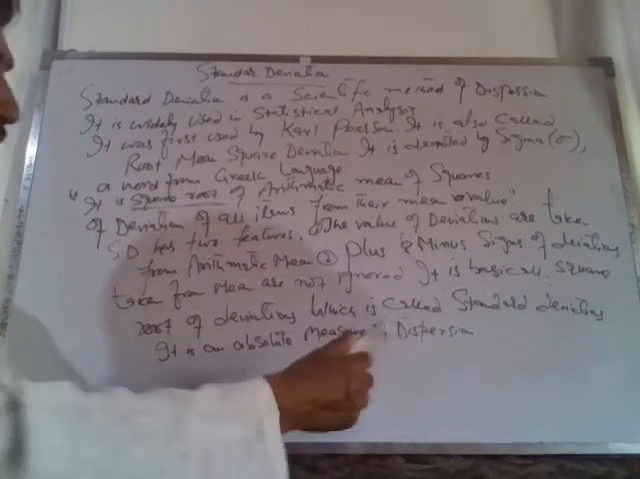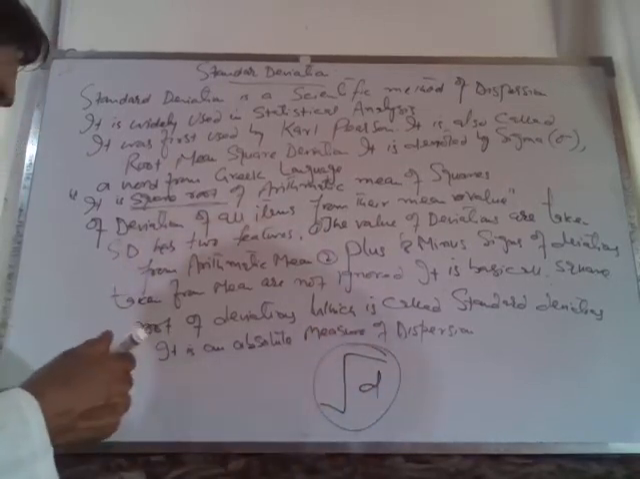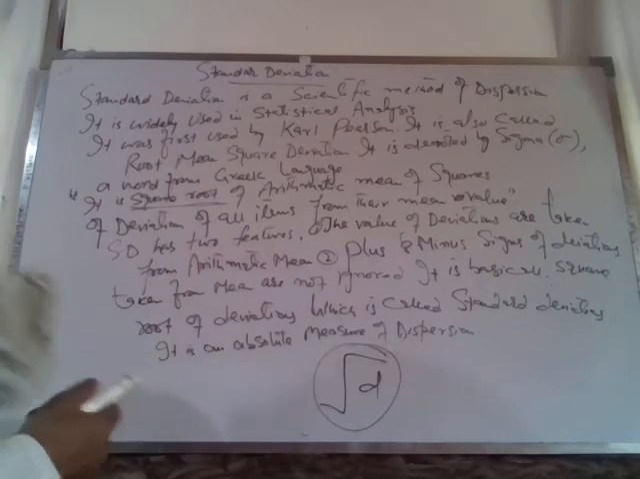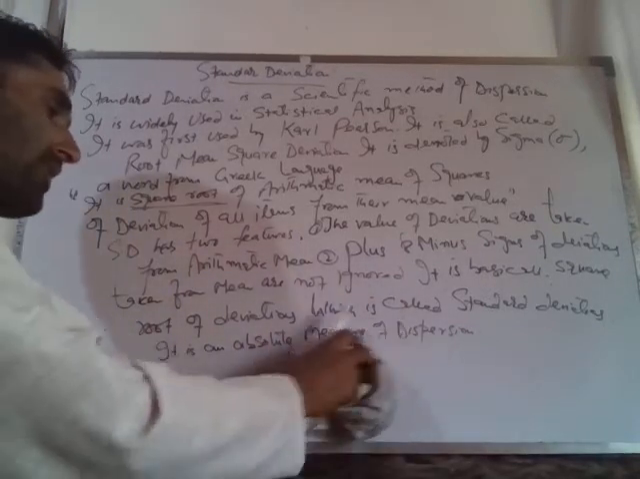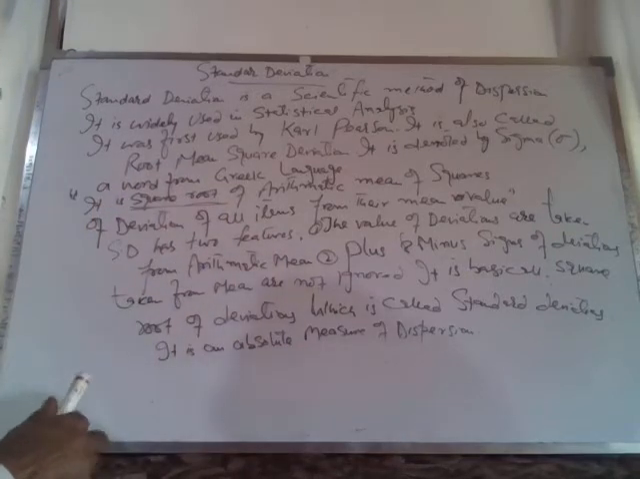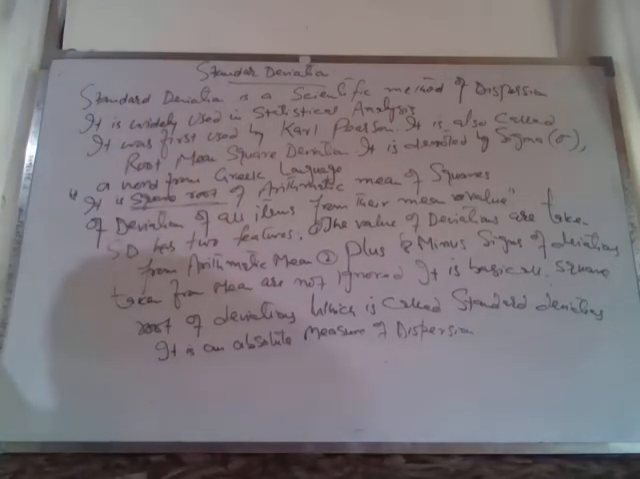When we take the square root of deviations, it becomes the standard deviation. The simple answer to the question, why is standard deviation called standard deviation, is: because it is the square root of deviations. It is one of the absolute measures of dispersion.